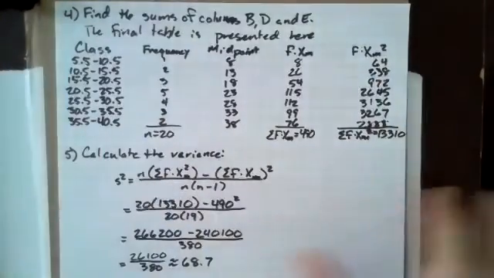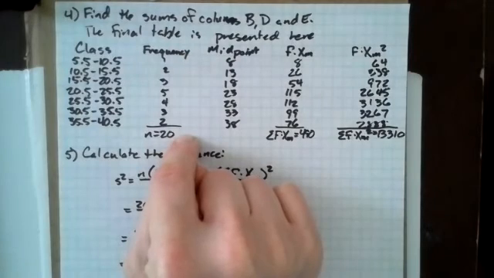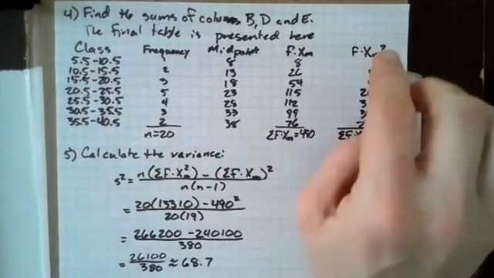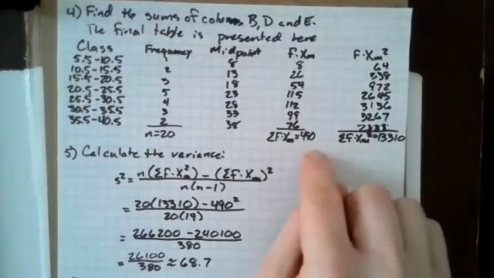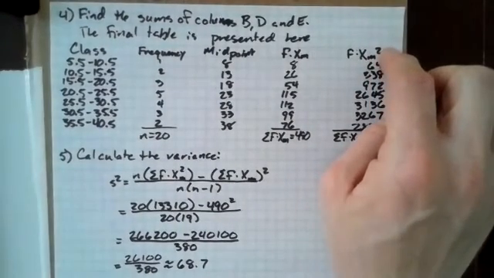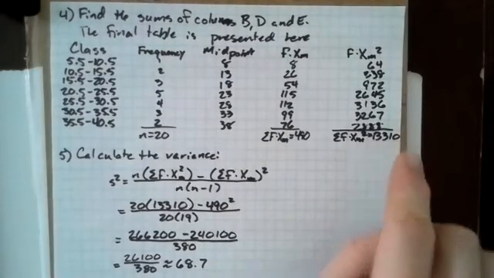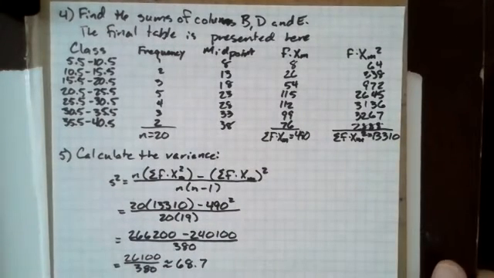Then we find the sums of columns B, D, and E. So here is the final table. And we see that the sum of the frequencies is 20, which is as it should be, because we were told that there were 20 people that we were talking about. The sum of f times xm is 490, and the sum of f times xm squared is 13,310.